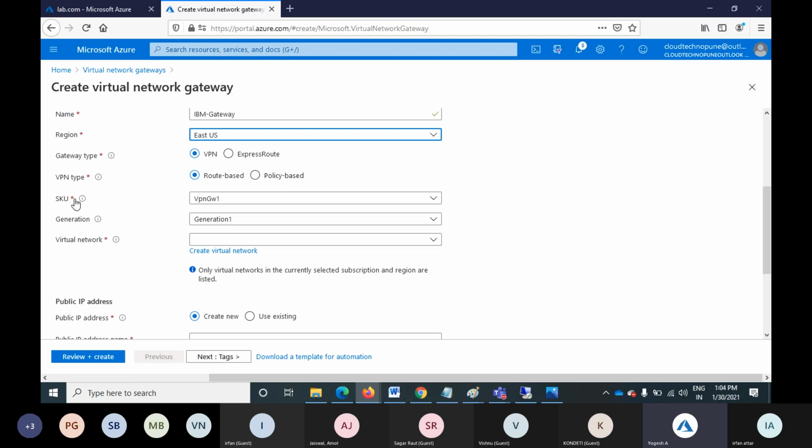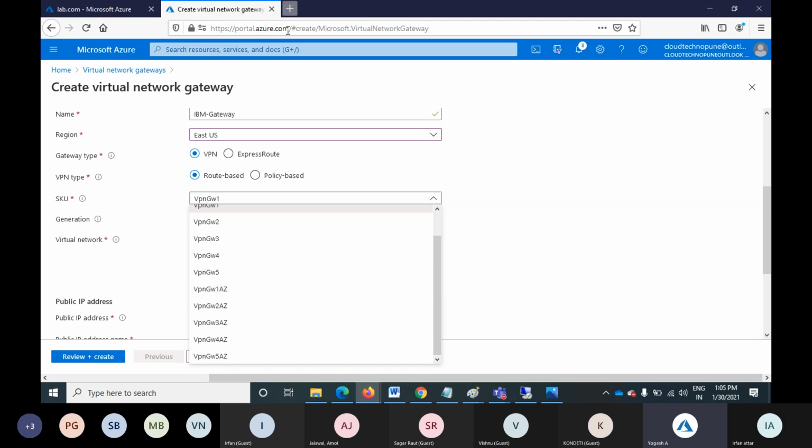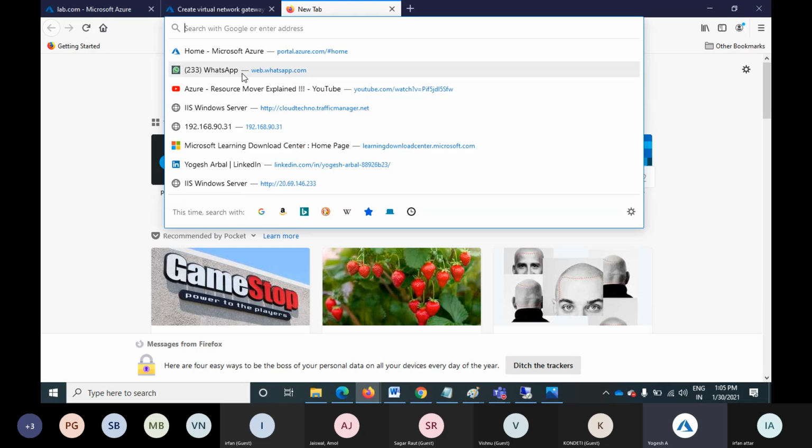Again, Microsoft is asking for the SKU. The SKU is nothing but the type, which model of VPN gateway you want to deploy. Microsoft offers Basic and VPN gateway 1, 2, 3, 4, 5 with AZ. What is AZ here? Zonal redundancy. When you deploy Basic or 1, 2, 3, 4, 5, you will not get the redundancy, but when you deploy VPN gateway 1 with AZ, Microsoft offers redundancy between multiple zones. Let me show you the exact difference between all the models.